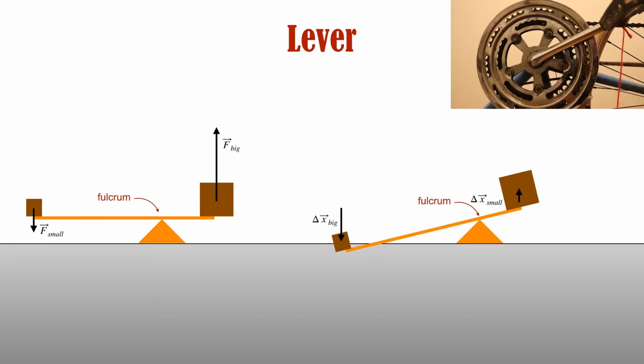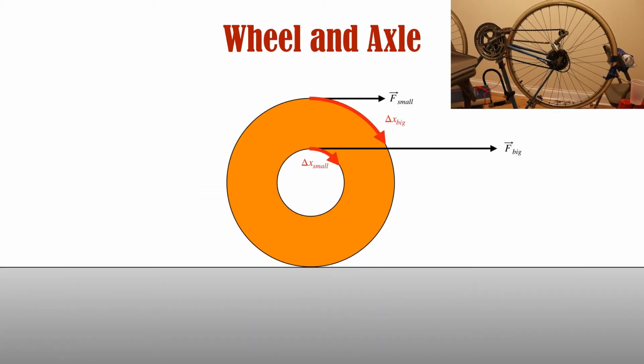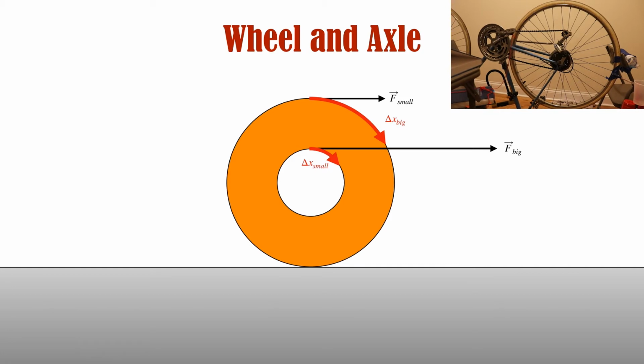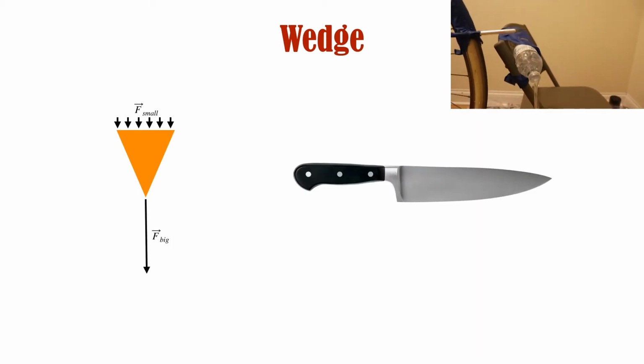The lever is closely related to the wheel and axle, in which 2 concentric circles turn big forces at the center to large displacements at the outside, and vice versa. A wedge is a pointed object in which a small force spread out over a large area is turned into a big force over a small area. This is how the blade of a knife works.